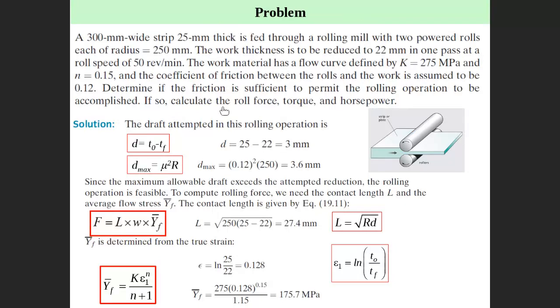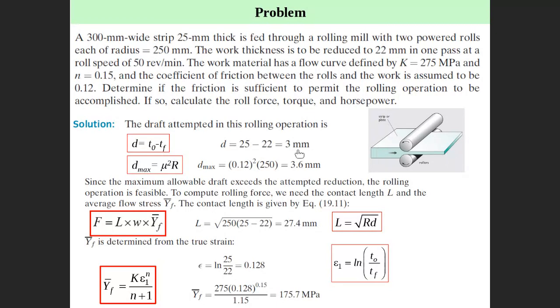Okay, let's take an example. Let's read it together and try to understand and solve together. Please give me your attention, guys. A 300 millimeter wide strap. Wide means the width is 300 millimeter, 25 millimeter thick. Here TO equal to 25 millimeters is fed through a roll mill with two powered rolls. Two powered rolls meaning one up, one down, right? Each radius 250 millimeters. This is the radius of the roll, 250 millimeter. The work thickness is to be reduced to 22. I mean it starts at 25 and exits at 22 millimeters.